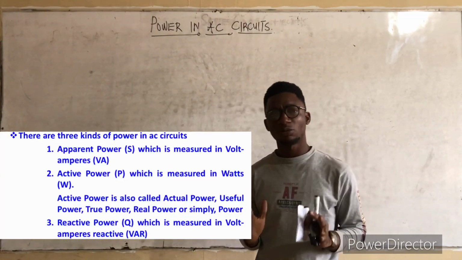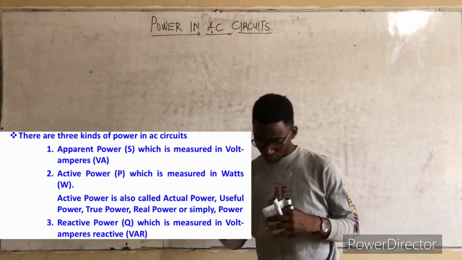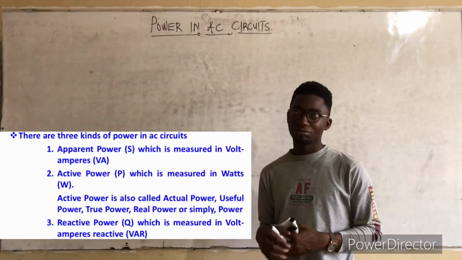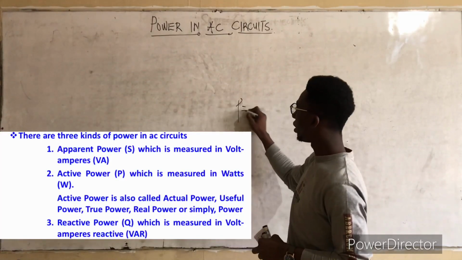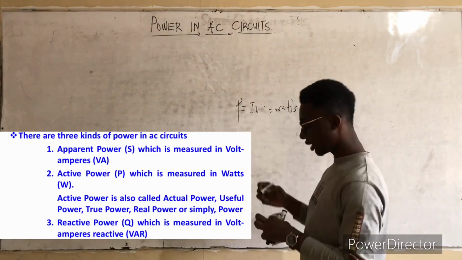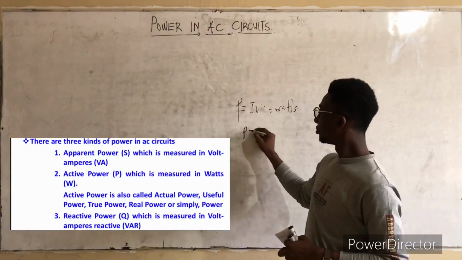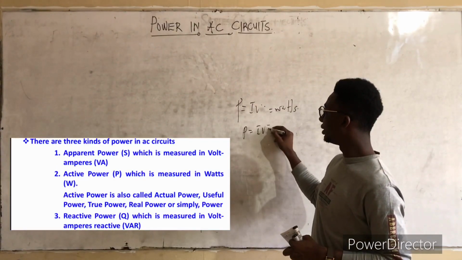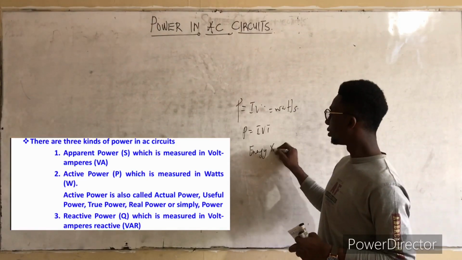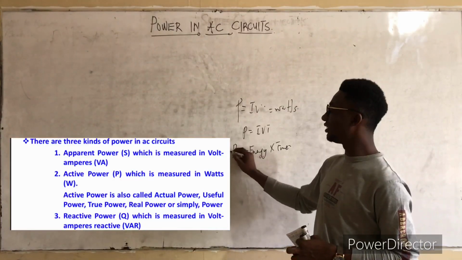So now the active power is more or less like the real power, the true power. That is the power that we normally calculate, which is measured in watt. The power is equal to IV, which is measured in watt. So the power that is transferred within a specific time, that is the energy transfer over the time. And this power is known as the active power.